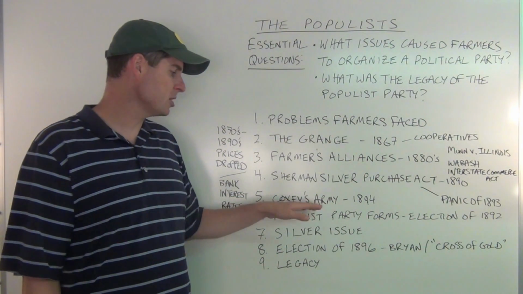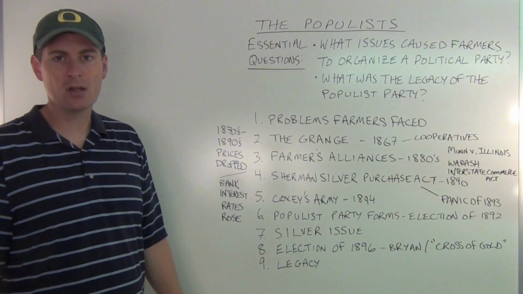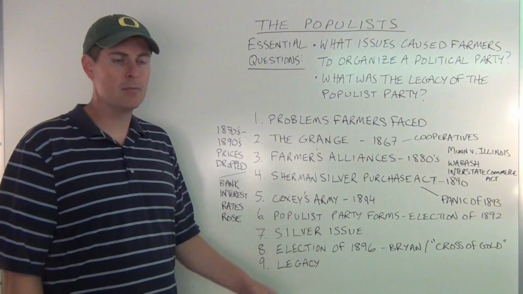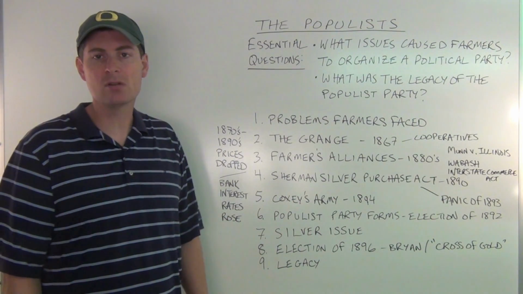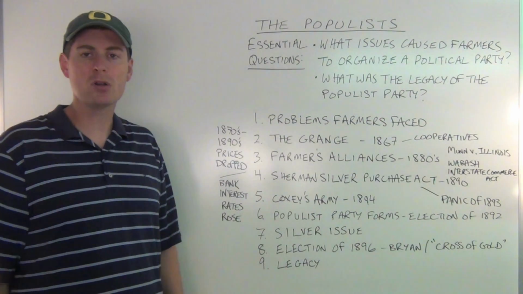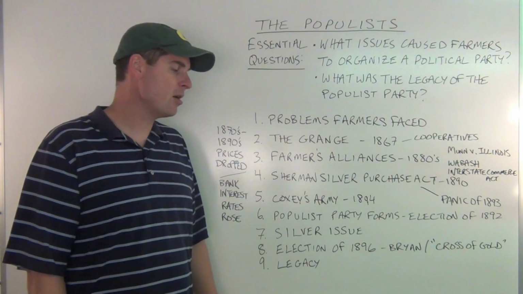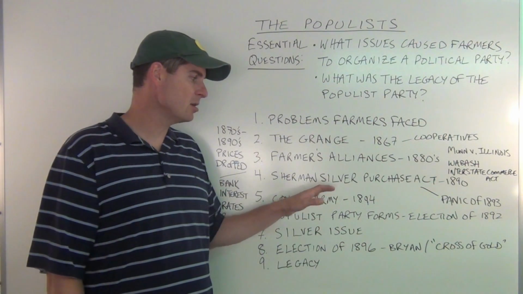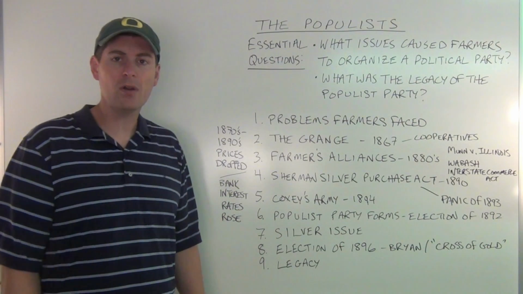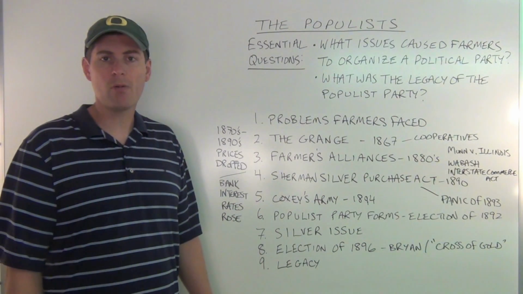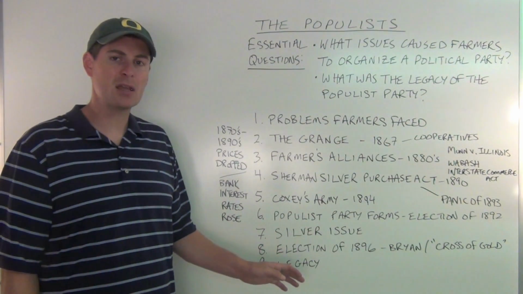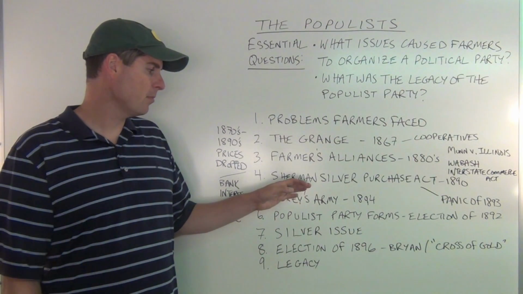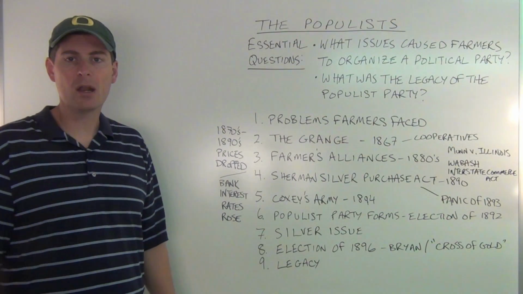This leads to a response by Coxey's Army. Jacob Coxey is an Ohio businessman. He's going to come in and march with hundreds of other protesters on Washington, D.C. It's the first kind of march on Washington. They're going to be asking for the federal government to reinstate unlimited coinage of silver, to drastically improve the money supply. They are also asking for the government to get involved hiring unemployed people.